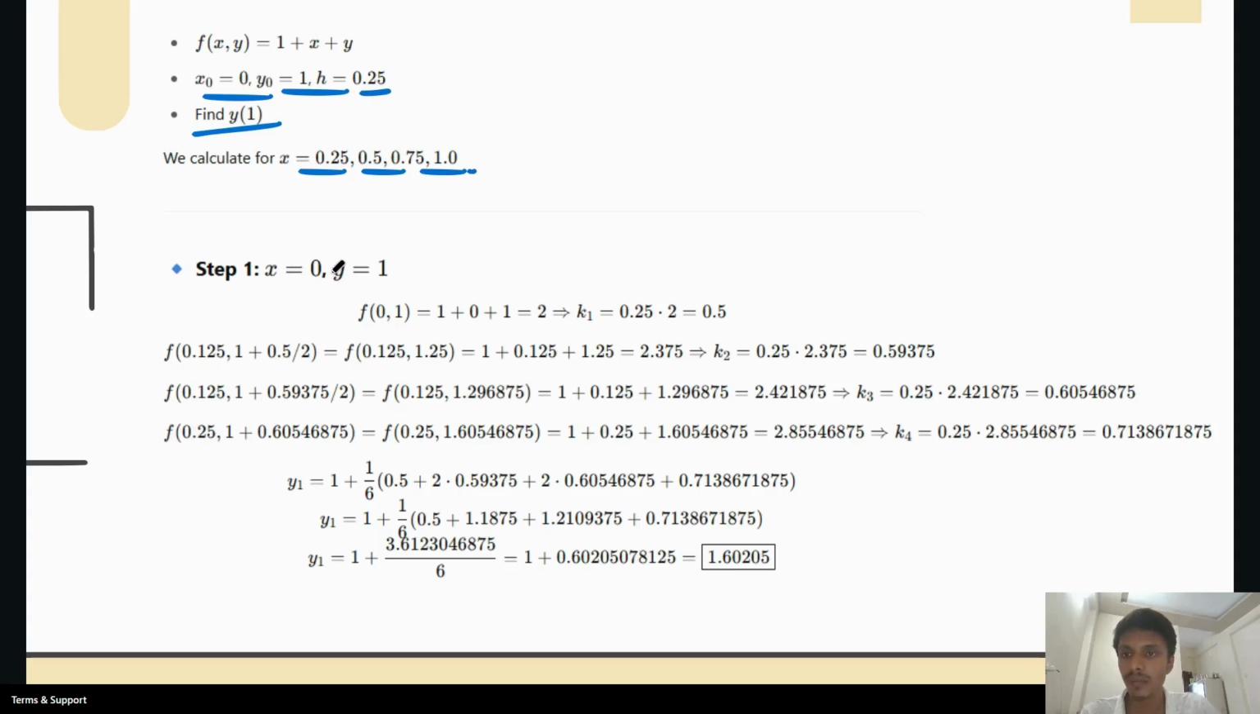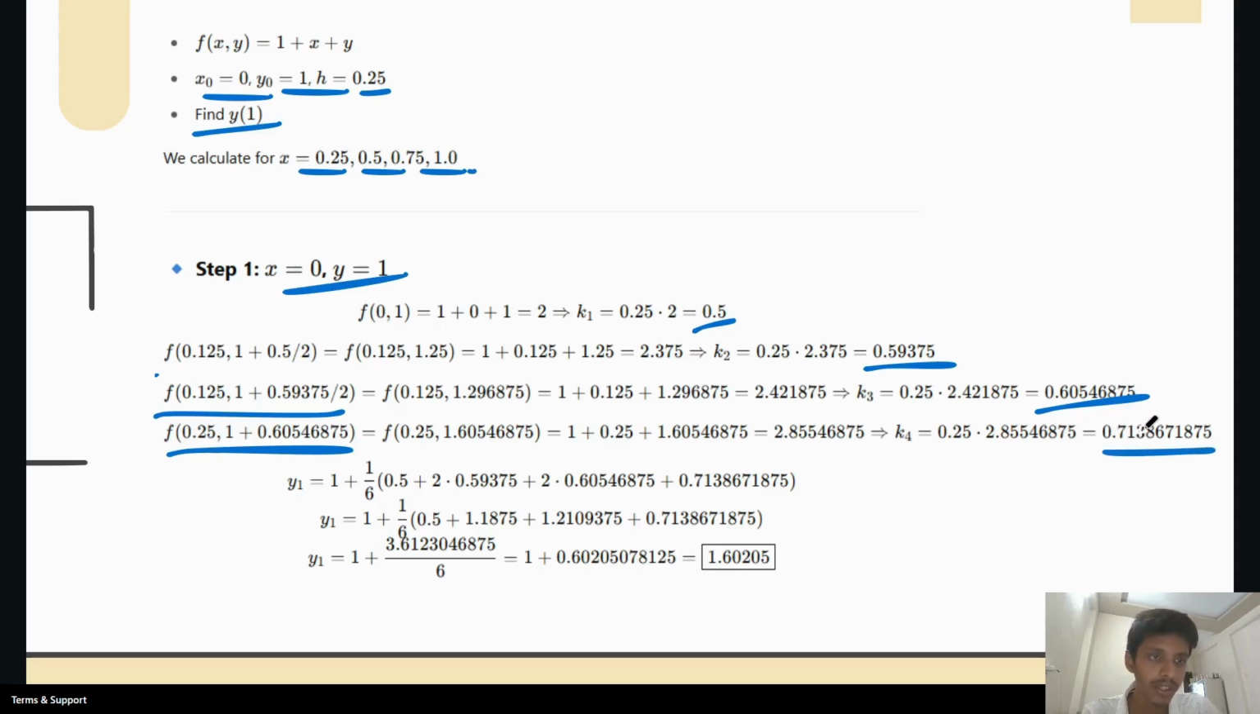In step 1, we calculate for x equal to 0 and y equal to 1. We calculate f of 0, 1, which is 0.5. Then f of 0.125 with 1 plus 0.5 by 2 results in 0.59375. Then f of 0.125, 1 plus 0.59375 by 2 results in 0.60546875. Then f of 0.25, 1 plus 0.60546875 results in 0.7138671875.